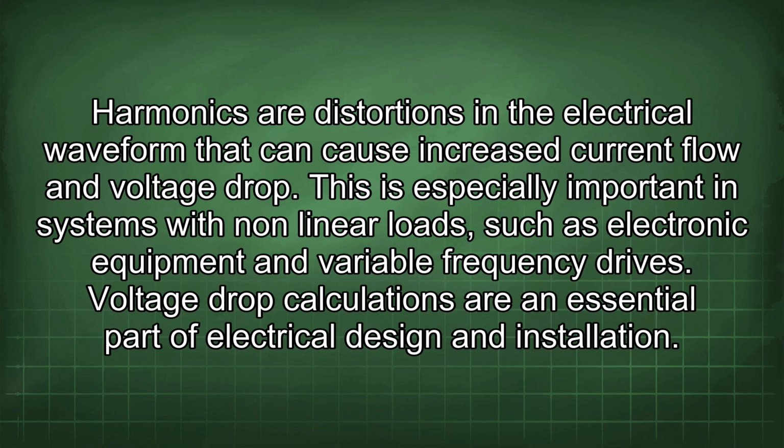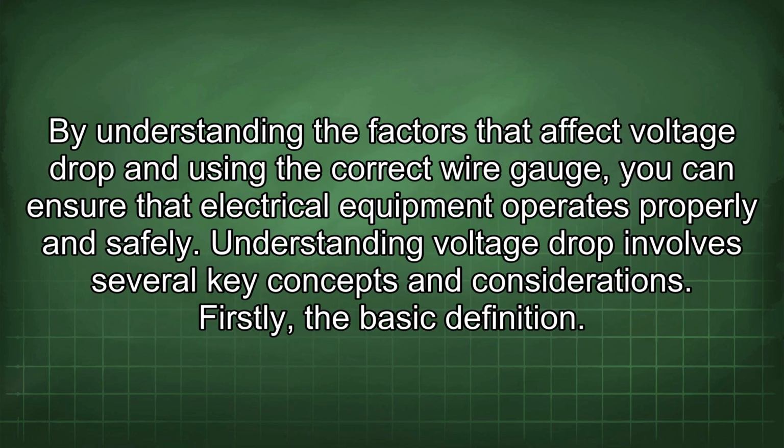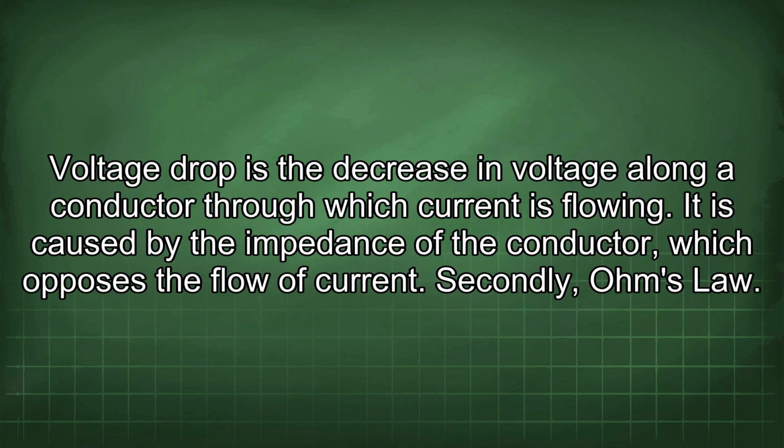Voltage drop calculations are an essential part of electrical design and installation. By understanding the factors that affect voltage drop and using the correct wire gauge, you can ensure that electrical equipment operates properly and safely. Understanding voltage drop involves several key concepts and considerations. Firstly, a basic definition. Voltage drop is the decrease in voltage along a conductor through which current is flowing. It is caused by the impedance of the conductor, which opposes the flow of current.